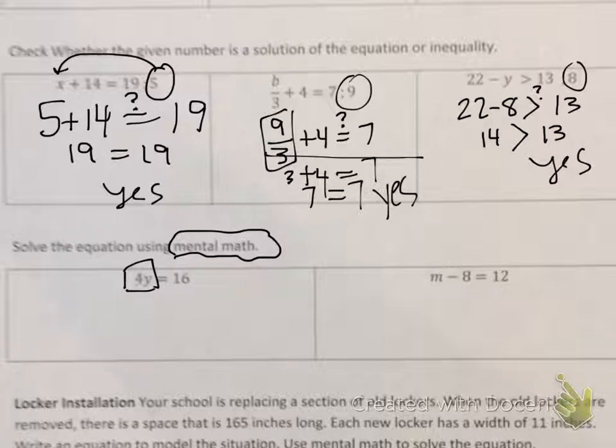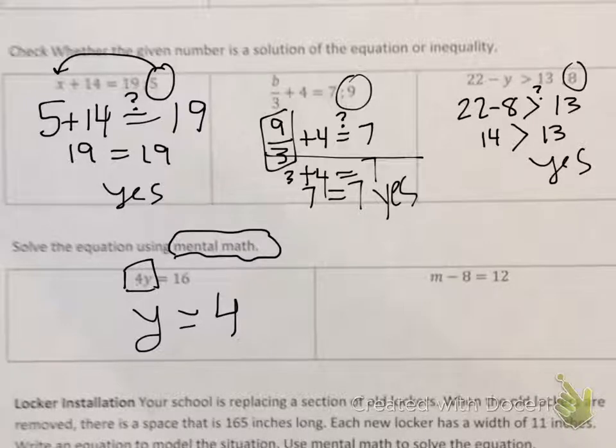4 times 1 is 4. 4 times 2 is 8. 4 times 3 is 12. 4 times 4 is 16. So I know y has to be 4. So that would be the way that we'd use mental math to do that. Really, though, hopefully by now you guys know how to solve an equation. If you have 4 times y, you know you're just going to divide by the 4, and then you'll get that same answer that we just got.